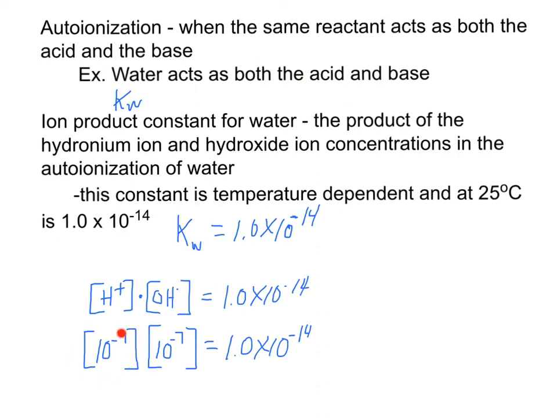But what's interesting is that when we have a solution that's acidic, this number goes up and this correspondingly goes down. So it doesn't matter whether we have an acid or a base, the product of the concentrations of hydrogen or hydronium and hydroxide is always this constant, at 25 degrees.